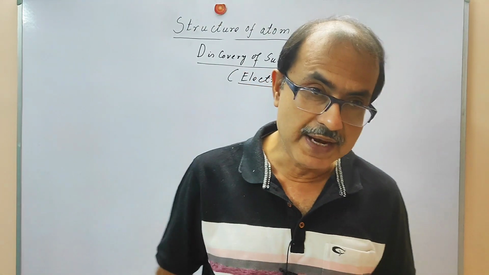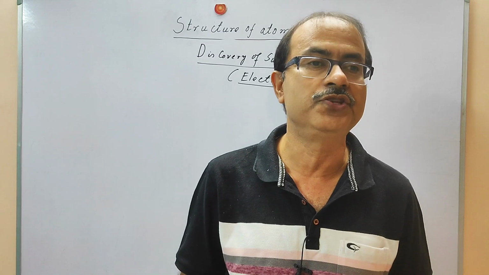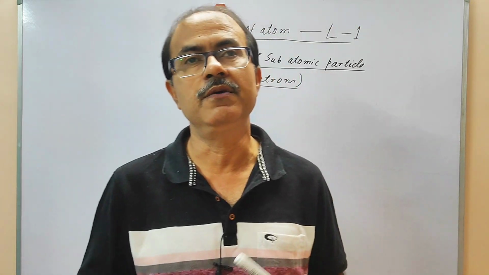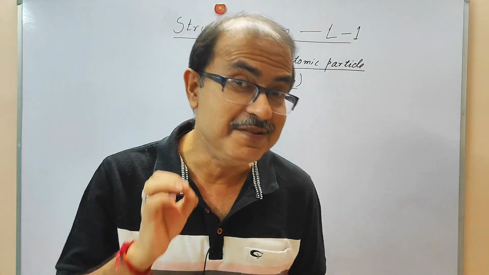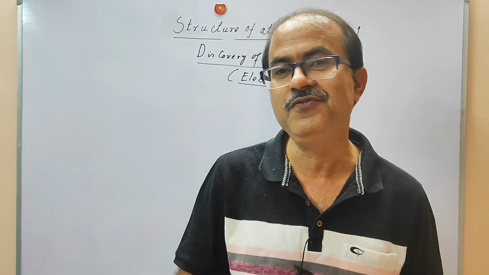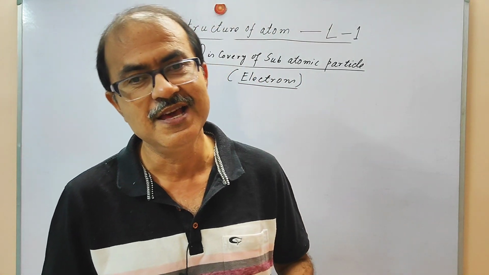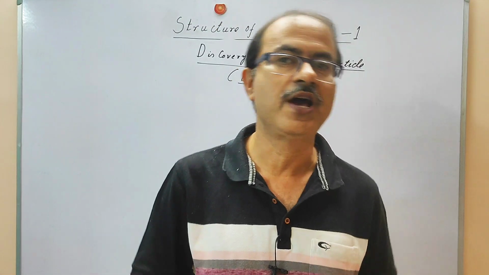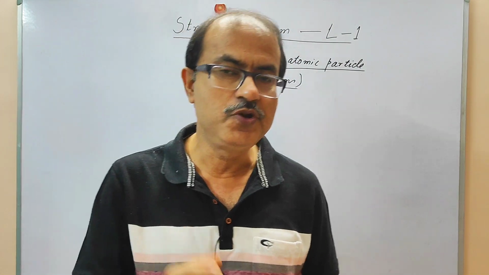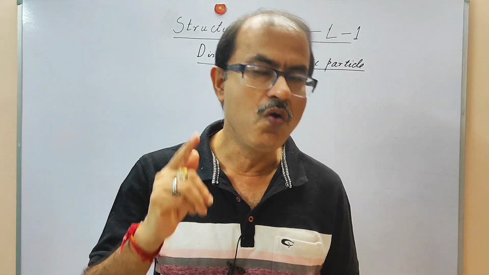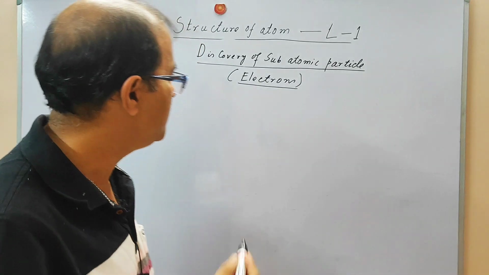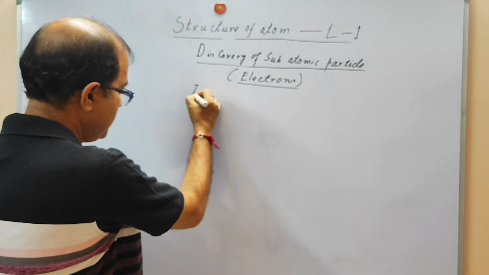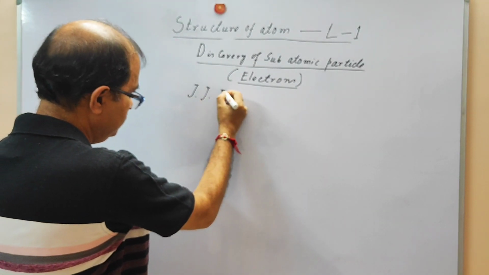But in the end of the 19th century and the beginning of the 20th century, there was a development, and scientists came to the fact that the atom is divisible. The atom can be divided into subatomic particles, that is electron, proton and neutron. In this video we are going to discuss how the electron was discovered. The electron was discovered by an eminent scientist, J.J. Thomson.